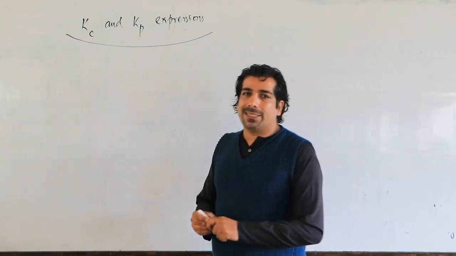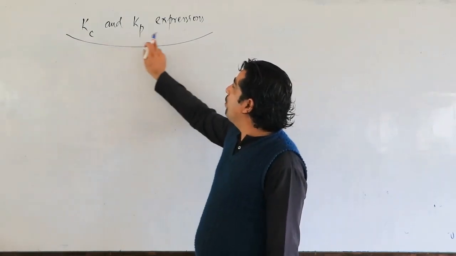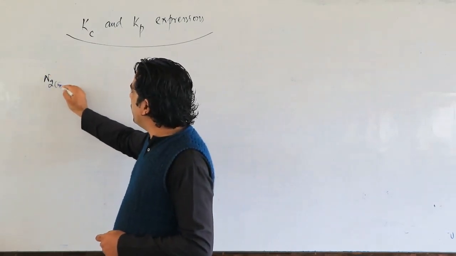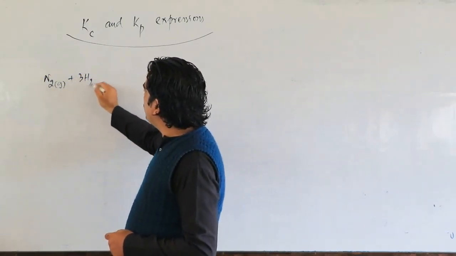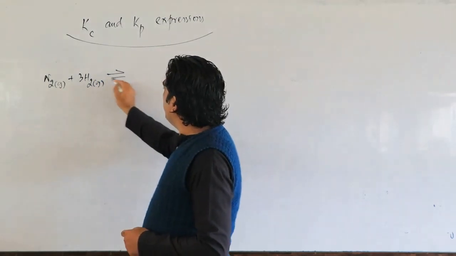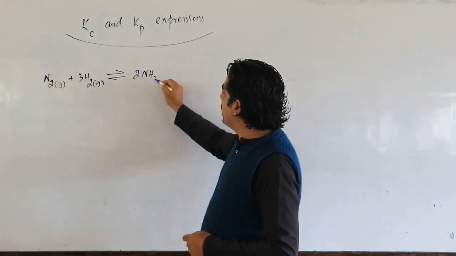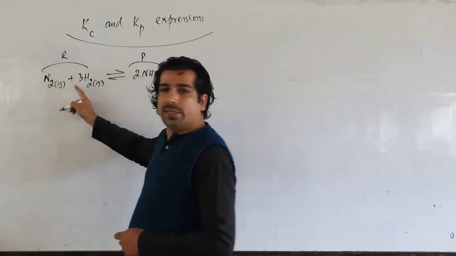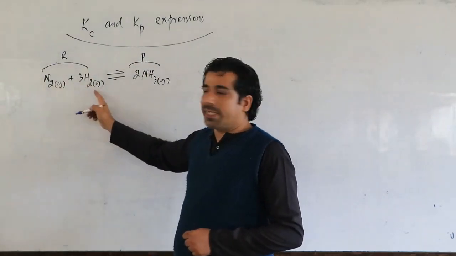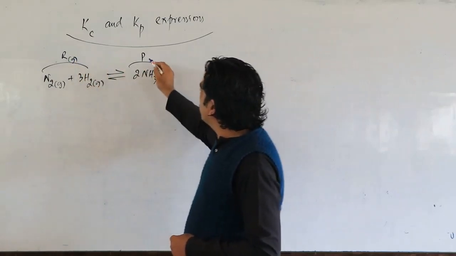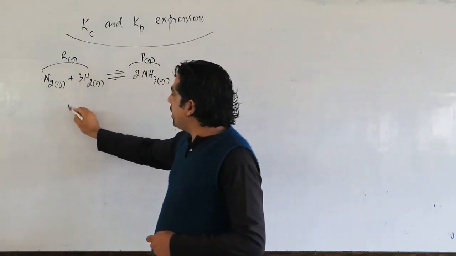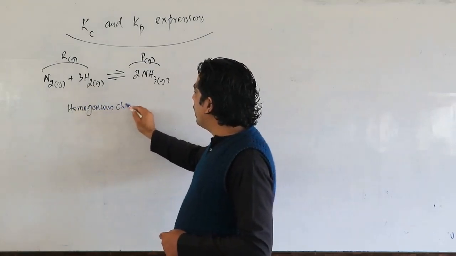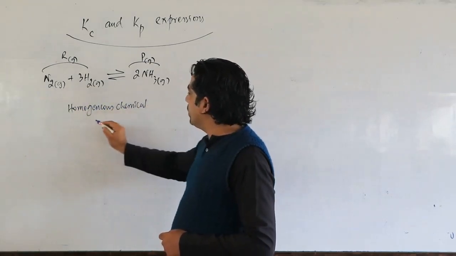So dear friends, let us learn Kc and Kp expressions. Let me just take one reaction here. N2 gaseous plus 3 times H2 gaseous will give me 2 times NH3 gas. Remember here the product and the reactant are in the same state. Reactants are in gaseous state and product is also in gaseous state. So this is an example of a homogeneous chemical equilibrium.